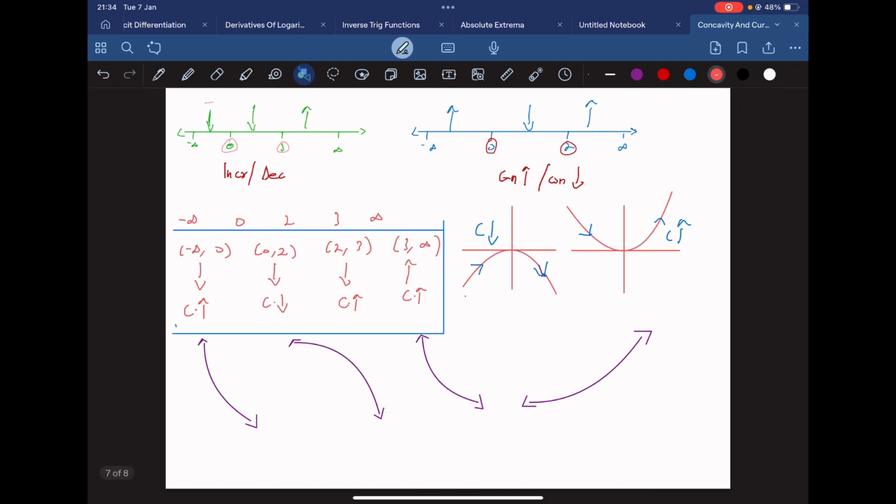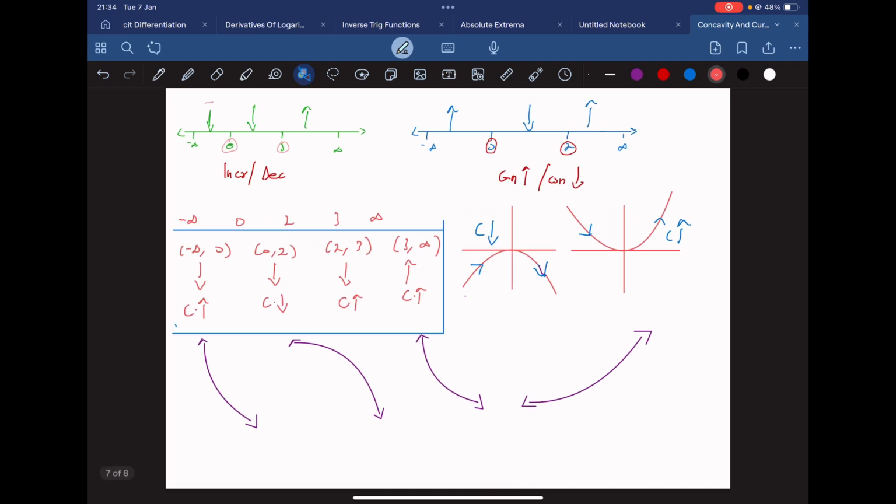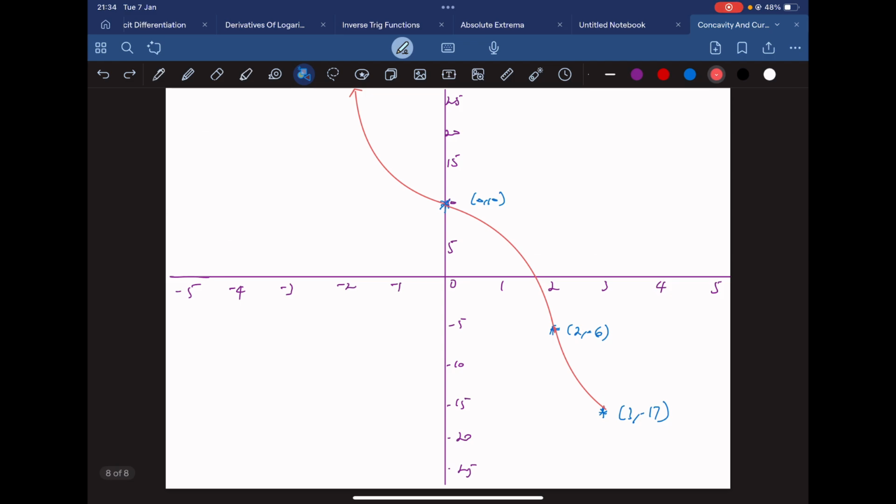Okay. Then from 2 to 3, it kind of bends. So this is 3 and this is 2. You see it bends like that. Okay. Then from 3 into infinity, it goes up again. So we are going to see it going up like that. So we have something like this. So this is the shape of our graph.